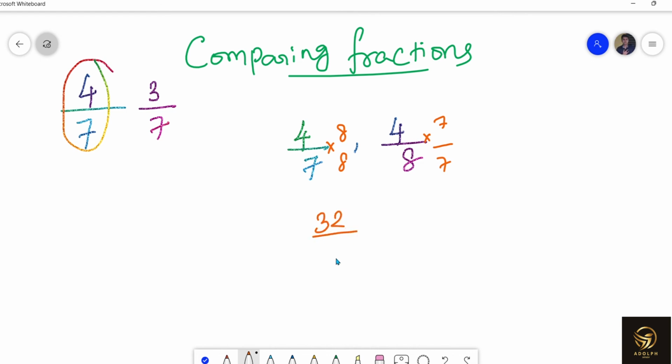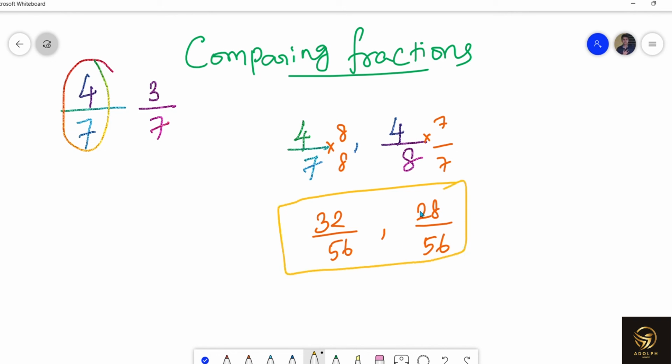It is 32 divided by 56 and 28 divided by 56. Now, it is very easy to compare, as both of them have 56. So in both the plates we have 56 pieces, and one has 32 pieces and another one has only 28 pieces. So which is bigger? Yes, obviously this is bigger. So this is how we are going to make decisions when we compare. So even for comparison, the denominator should be the same and the numerators should be compared.